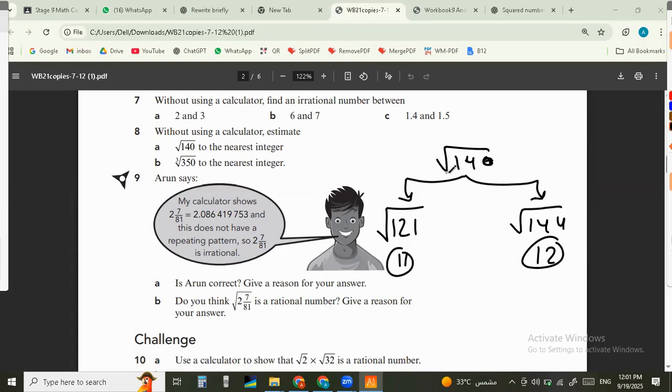But they want me to estimate. Then I need to find which one it is closer to. Is it closer to root of 121 or closer to root of 144? It's closer to root of 144, Mister, which is 12. So estimating this is 12. That's to the nearest integer. You are not allowed to say to me, Mister, it is 12 point something, or it is 11.8 or 11.9. Wrong. They want an integer, so it is just 12.